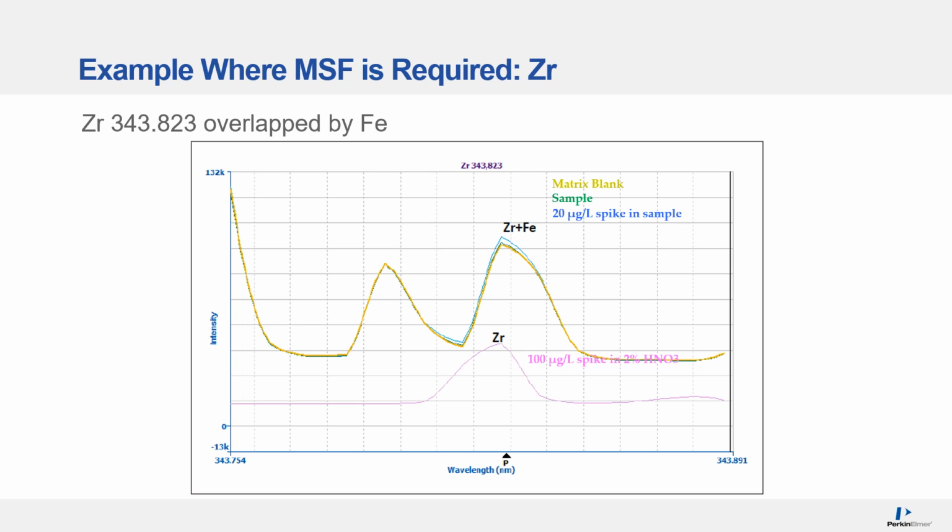However, if we look at another example of zirconium and iron, you can see on the graph below that the zirconium peak is clearly overlapped by the iron peak. In the case of steel, iron is going to be very high, so zirconium is going to be a trace metal. Therefore, we're going to need to be able to resolve zirconium from iron.